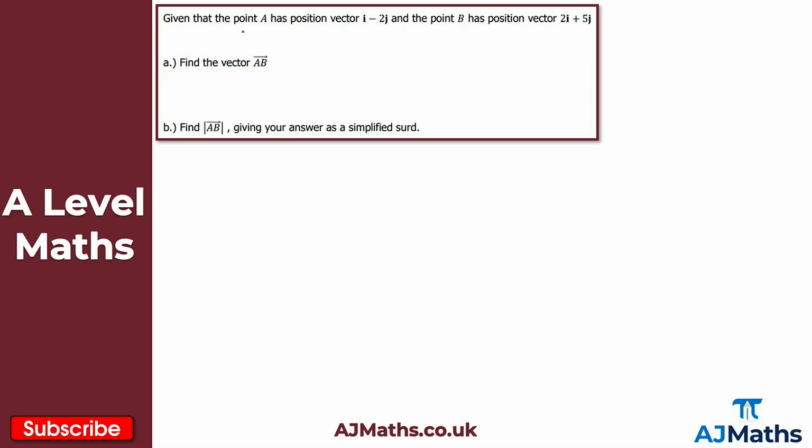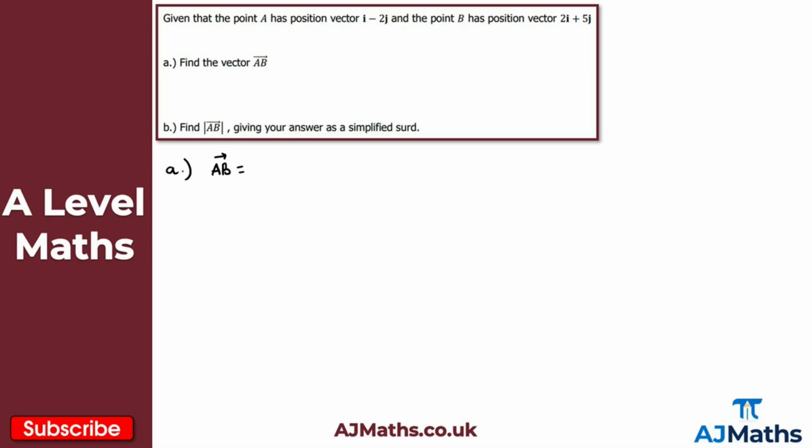With question 1 here, we've been given the point A, which has position vector of i minus 2j, and the point B, which has position vector of 2i plus 5j. So for the first part here, part A, we simply have to find the vector AB. So for the vector AB here, well, this would simply be the position vector of B minus the position vector of A.